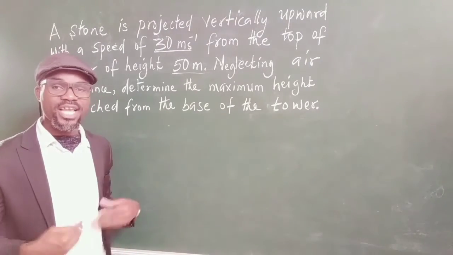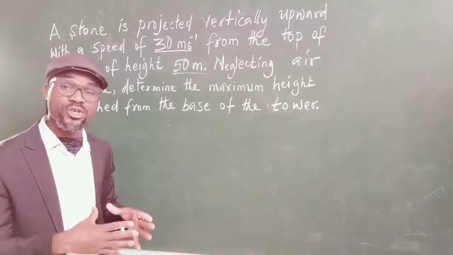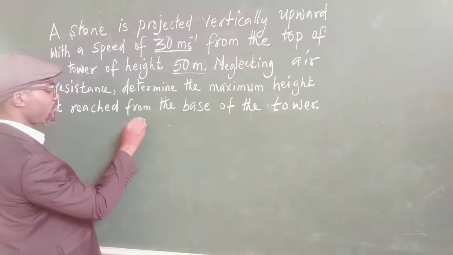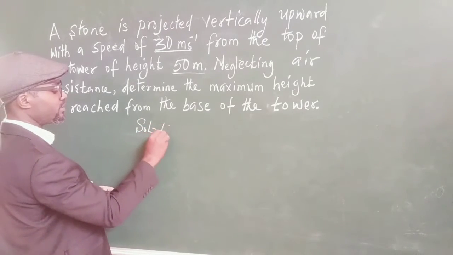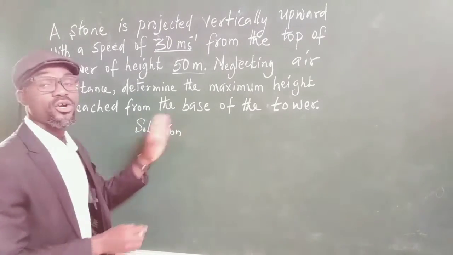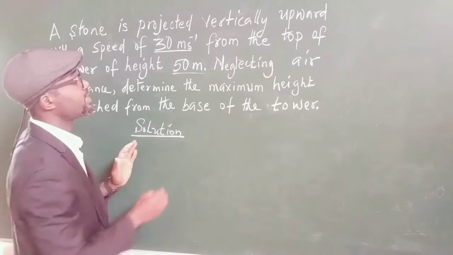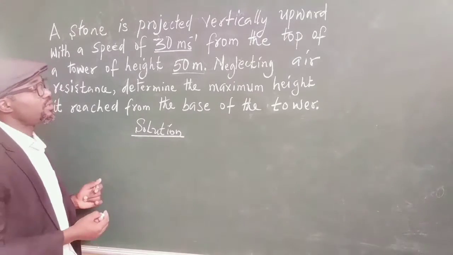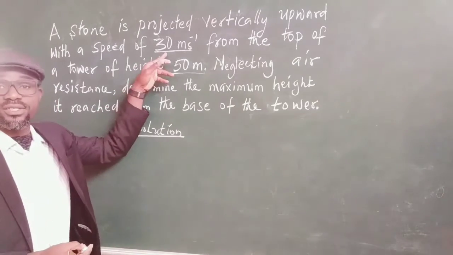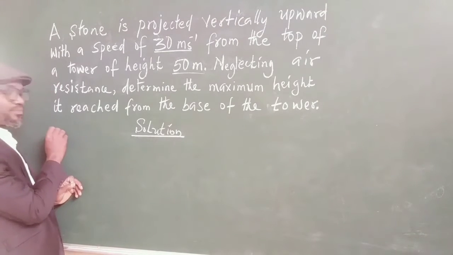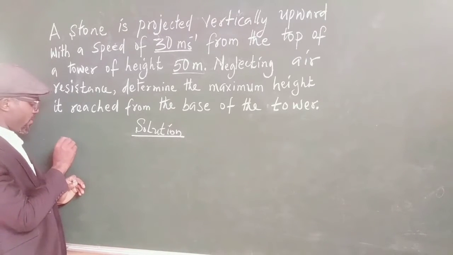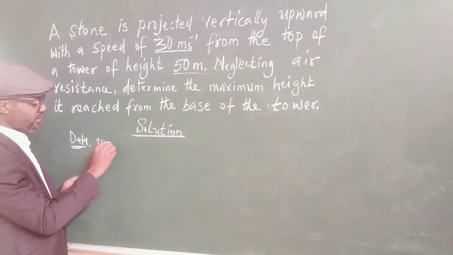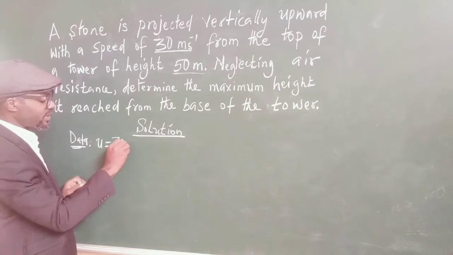All right, you can't just start solving this question, you need to understand it first. So the first thing we're going to do is to bring out the data that the question contains. Here we have the initial velocity. The initial velocity is the first thing we're going to bring out under the data. Initial velocity is given as 30 meters per second.